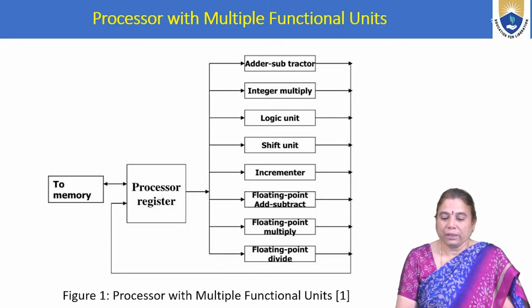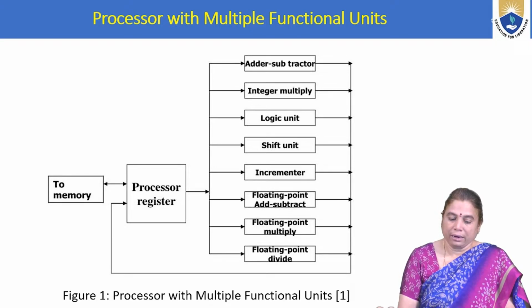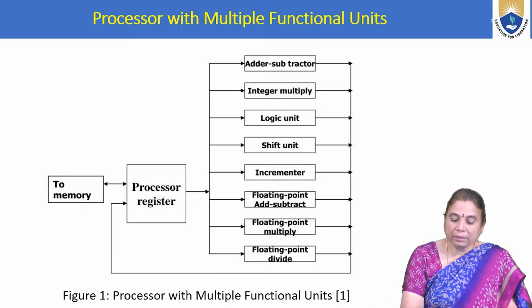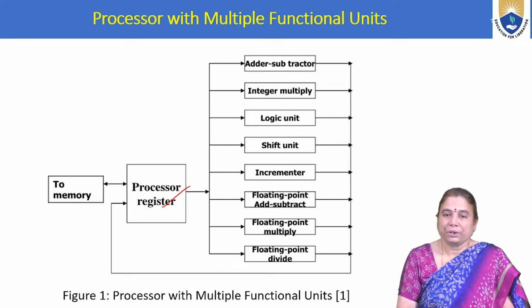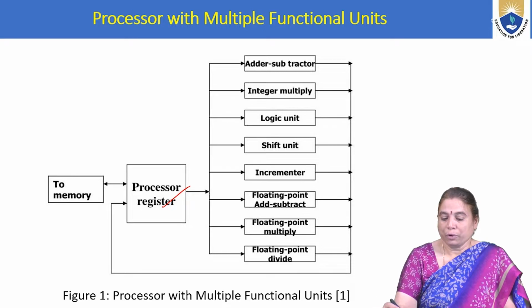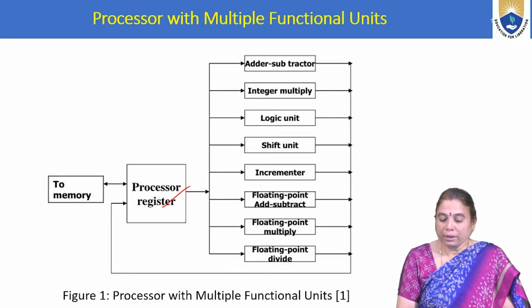So, a processor with multiple functional units. The functional unit architecture with a single processing unit we discussed in the previous videos. But how multiple functional units can work together to achieve parallel processing, that is described here. So, this is the memory and this is the processor registers, and these are the various multiple functional units that are supported in the architecture of the computer.